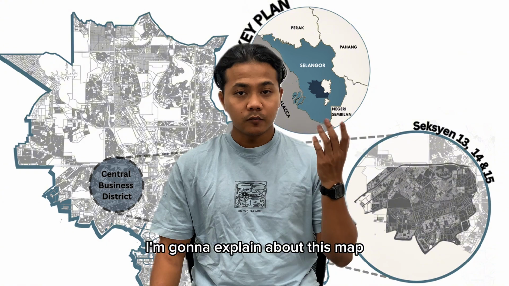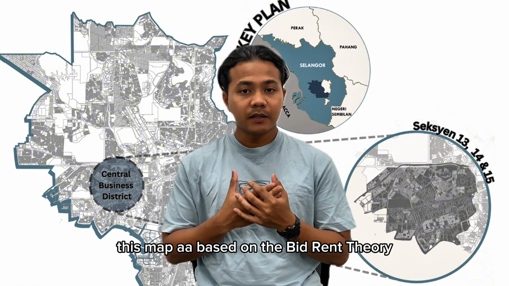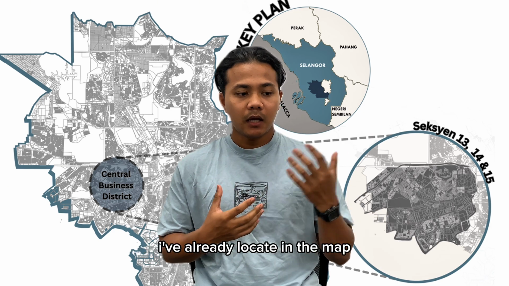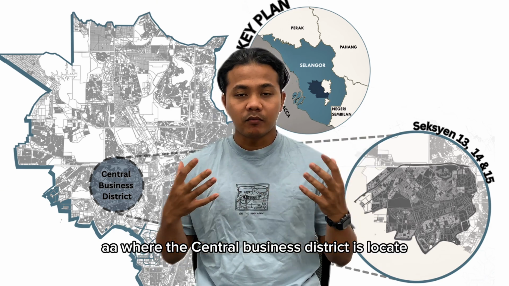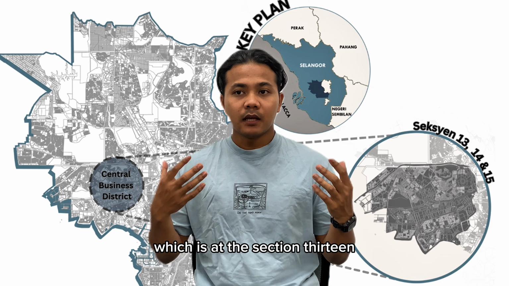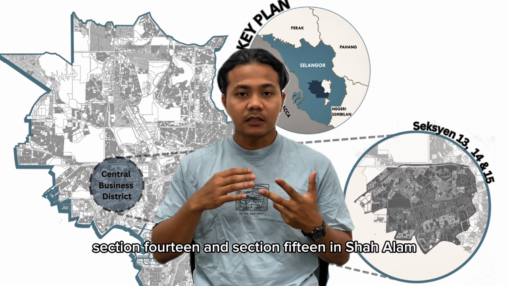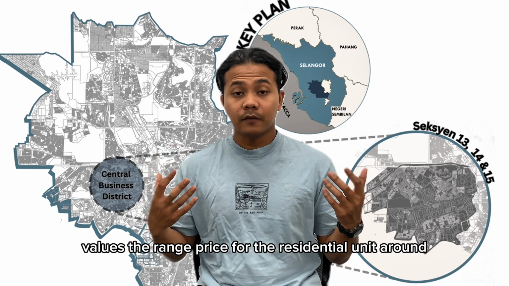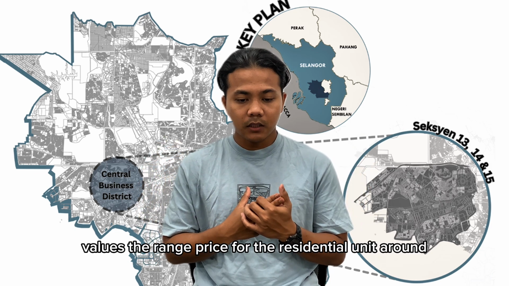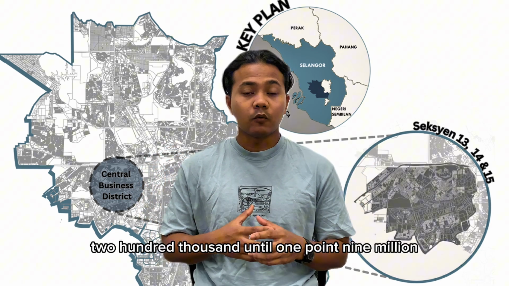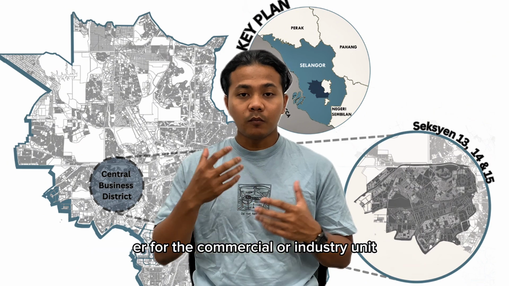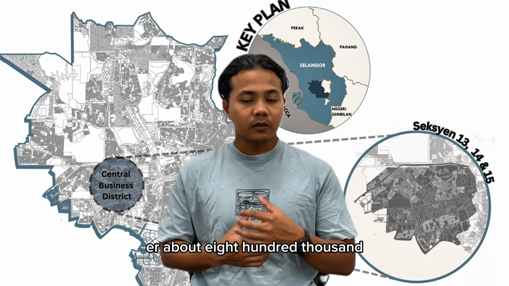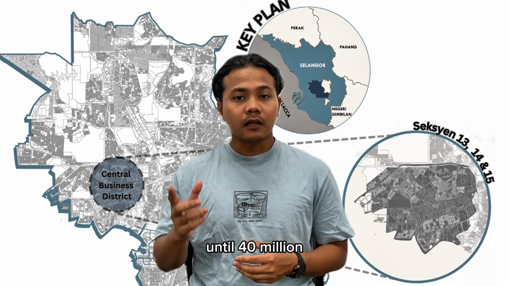I'm going to explain about this map. This map, based on the bid rent theory, mentioned about the central business district. I've already located in the map where the central business district is located, which is at Section 13, Section 14, and Section 15 in Shah Alam, Selangor. The price range for the property values, the price range for the residential unit is around 200,000 until 1.9 million. For the commercial or industrial unit, the price range is from about 800,000 until 40 million.